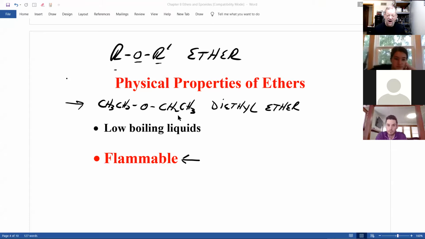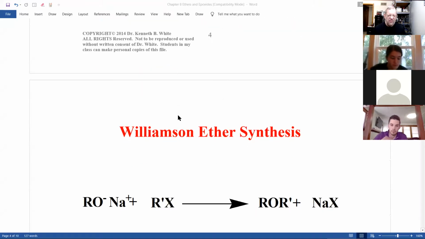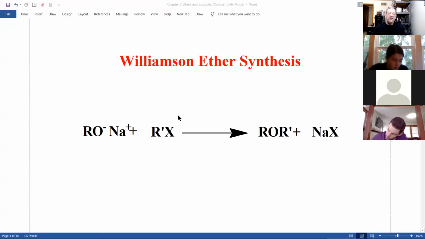Another is as a solvent. Ethers. Now, how do you make ethers? The main way of making ethers is called the Williamson ether synthesis.